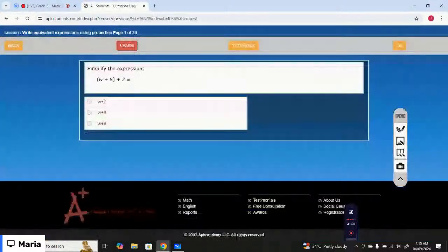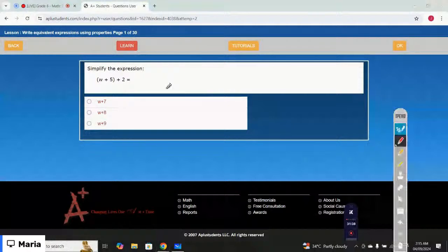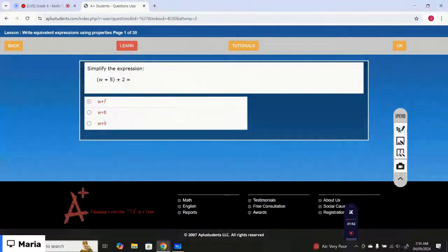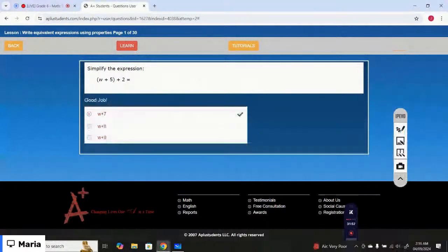Okay, the next one is simplify the expression. Which is the correct option? Just add them without the brackets. So that is w plus 5 plus 2, which is w plus 7. The correct option is option number 1, that is w plus 7. Got it? Option number 1 is the correct option.